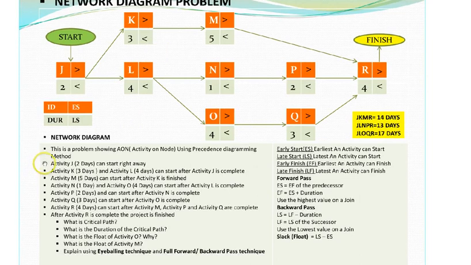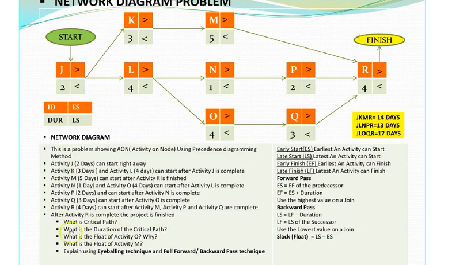So now this is a problem showing activity on the node. Now the nodes, these are the nodes, and these are the arrows that we were talking about before. Now using the precedence diagramming method, the question is over here. We have to answer all these questions.